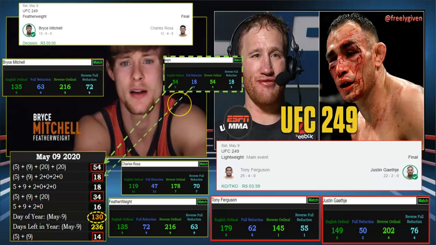Okay. Right off, like I said, it seems like Charles Rosa got the numbers to get the win, but he fights at featherweight. When you type in featherweight, it is the same gematria as his name. 135, 72, 72, 216, 216, 63, 63. Automatic. Anytime you see it like that, unless the opponent got better numbers, that's automatic. Automatic W.